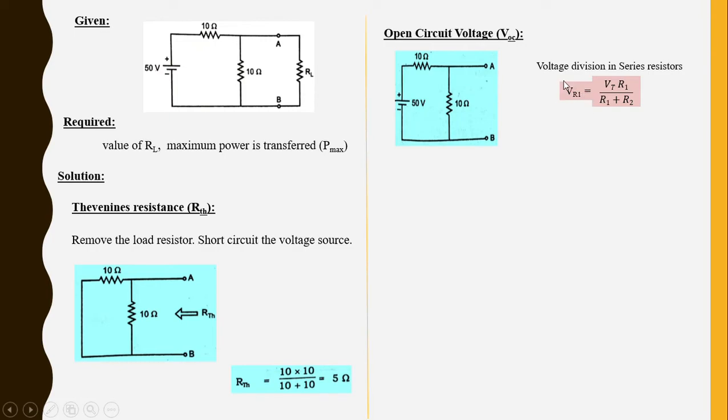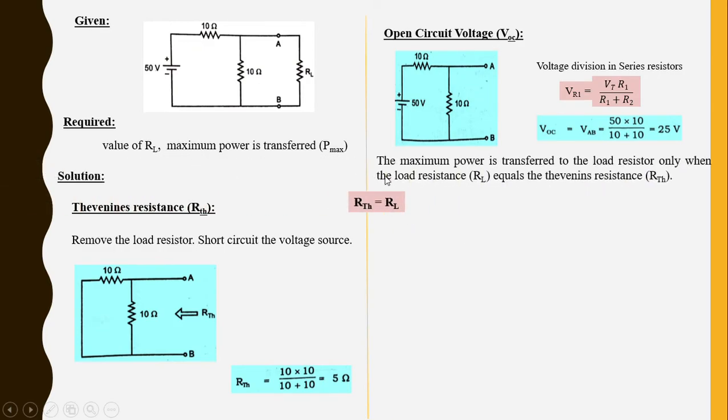VR1 is the voltage across resistor R1. Vt is total voltage. R1 is the resistor across which we are calculating the voltage, divided by total resistors R1 plus R2. Now we are substituting the values of Vt 50, R1 10, R2 also 10. Now the open circuit voltage, which is equal to voltage across AB terminals, is equal to 25 volt.